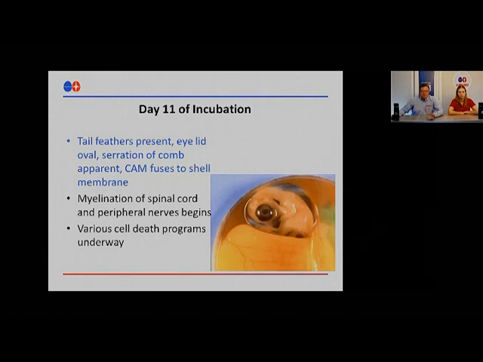Day 11, various cell death programs are underway. What are cell death programs? They're parts of the development of the embryo, cells that are necessary for development, but those cells are not necessarily necessary for survival of the embryo at a later point.